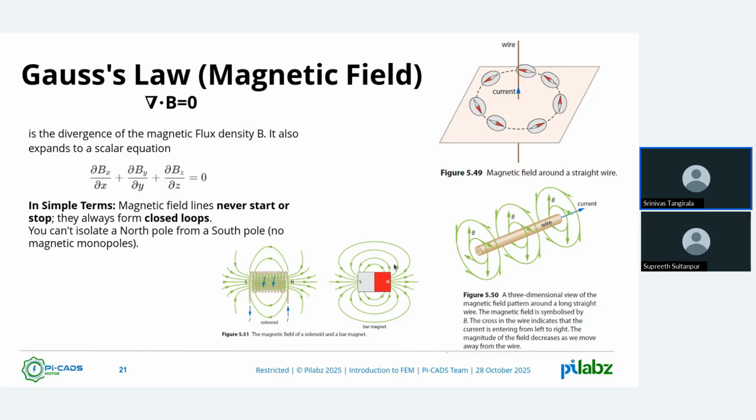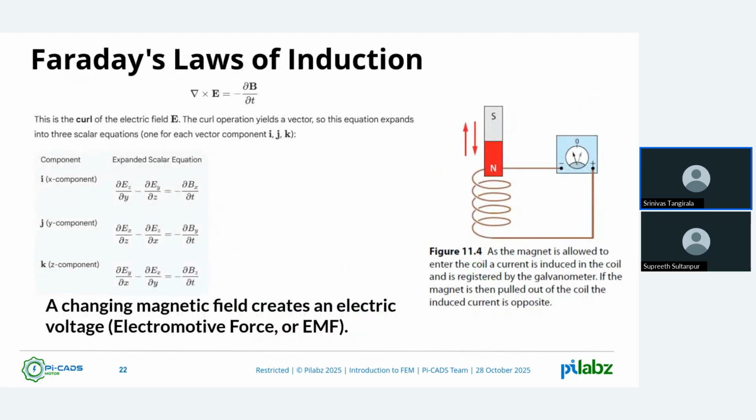So that's how the magnetic lines are. Even in a solenoid, there is a north and south pole. So lines emerge from the north pole and end in the south pole. If you have any questions, you can post them in the question and answer tab.